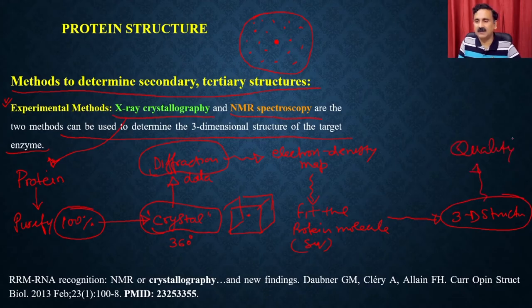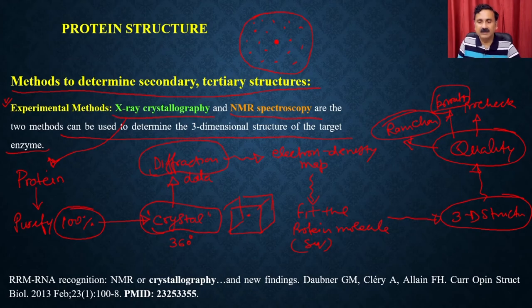You can do the quality assessment with the help of three programs. You can do the Ramachandran plot, you can do ProCheck, and you can also do the ERRAT plot. If you do all these, it is going to tell you whether the 3D structure you have solved by fitting the protein sequence into the electron density map is correct or not. If you get the R factor, which is called the error factor, at approximately 20, then you can say that the protein structure you have solved using X-ray crystallography is very good.